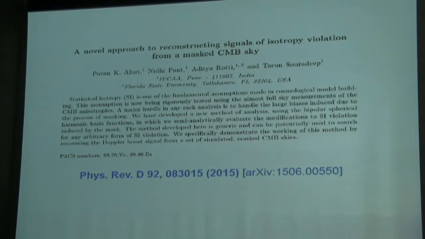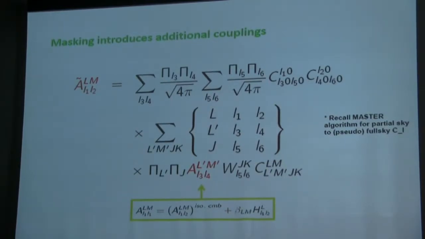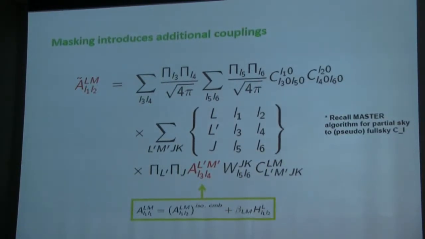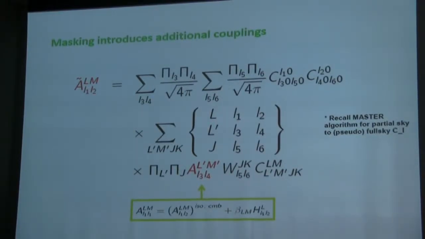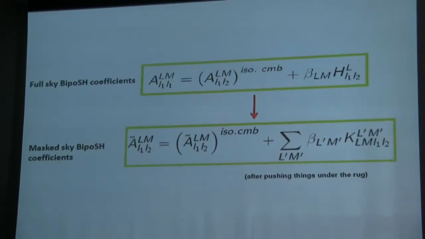This is essentially the essence of this work. Basically, if you have masking, then this is the full sky. If you are operating with full sky, then these are the coefficients. But if you have masking, then it takes a very ugly form, with all these 9J symbols and other stuff. This is similar to, if you are familiar with the MASTER algorithm to recover pseudo full sky C_L from partial sky C_L, then this is just basically the 0,0 component of this form. But I am not going to go into more detail.